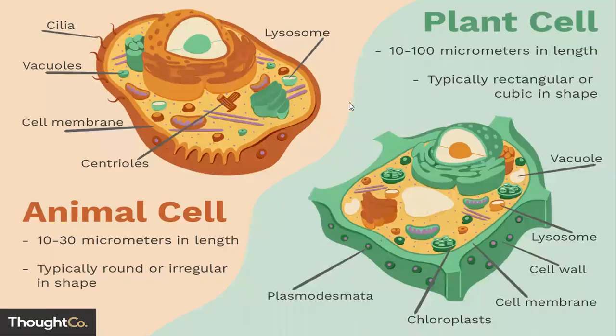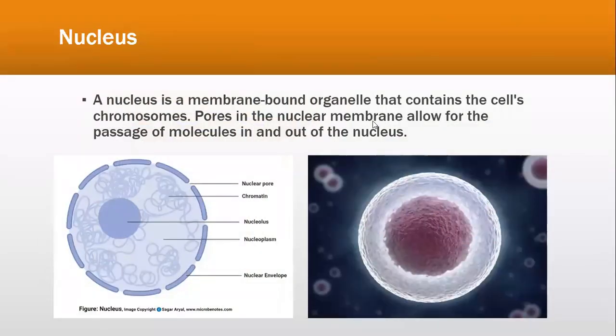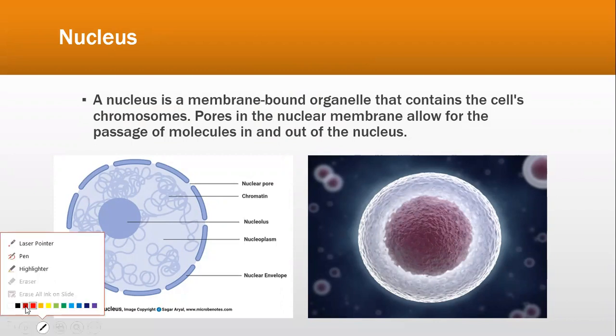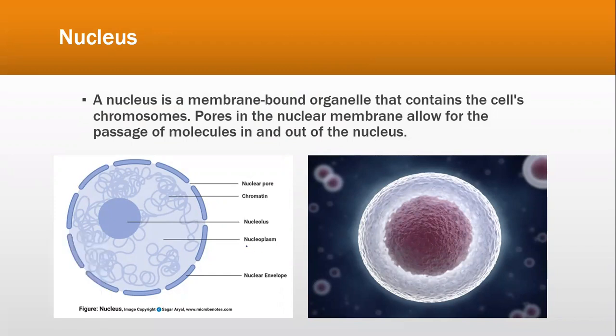Alright, so if we look at the individual functions of those organelles, तो उसका हम एक quick overview ले लेते हैं. Again, for example, a nucleus was a membrane-bound organelle that contains the cell's chromosomes, and there are pores in the nuclear membrane that allow for the passage of molecules in and out of the nucleus. In the diagram, you can see that we have a nuclear pore, a chromatin, a nucleolus, a nucleoplasm is the name of the cytoplasm of the nucleoplasm.